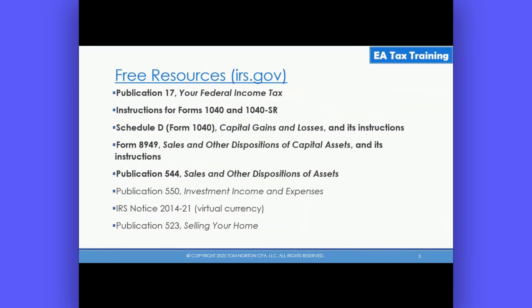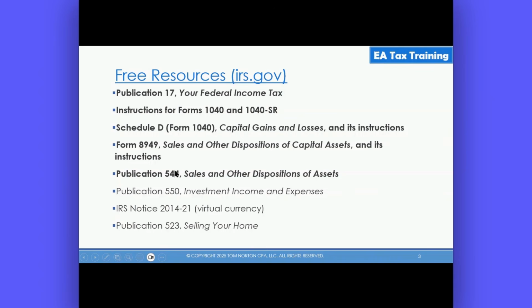Our free resources from irs.gov, the first two there you will recognize from the other videos. I'm sure you've already got those and are studying those. And then for this video in particular, we've got Schedule D and Form 8949 and their instructions. That is where capital gains and losses will be reported. So you will want to be familiar with those. We'll have a look at those in this video, but you will want to have your own copy and read through those and through the instructions.